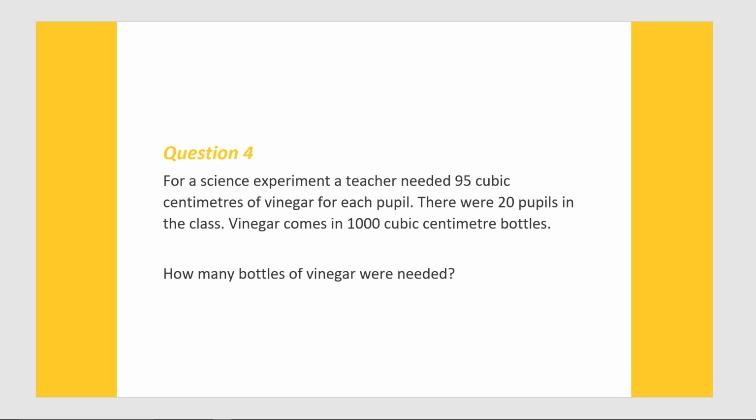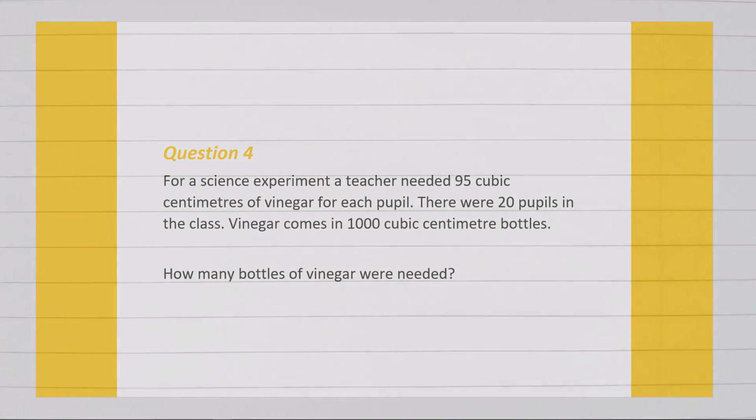For a science experiment, a teacher needed 95 cubic centimetres of vinegar for each pupil. There were 20 pupils in the class. Vinegar comes in 1,000 cubic centimetre bottles. How many bottles of vinegar were needed? In this question we are told that a teacher needs 95 cubic centimetres of vinegar for each of the 20 pupils in a class, and we are given that the vinegar comes in bottles of 1,000 centimetres cubed. And the question is, how many bottles do we need?